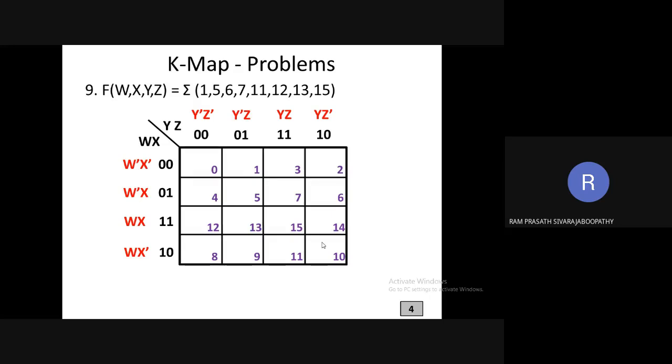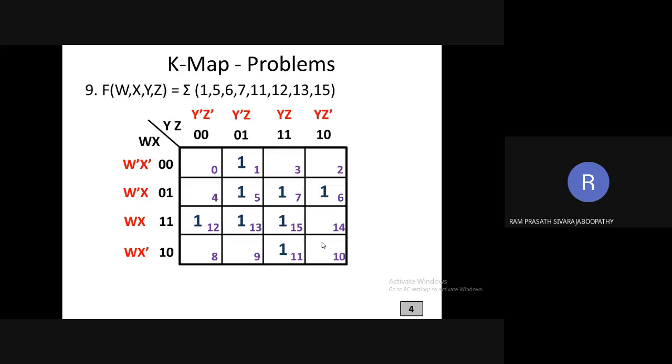It is based on what? Kindly type it in the chat. Just tell how we will put ones in the given K-map cells. Yes, whatever min terms are given in the problem, in those cells we have to put the ones. So I am going to put 1 in cell number 1, then 5 in cell number 5, then 6, 7, 11, 12, 13, 15. That's all. Now type in the chat how we can group these cells.